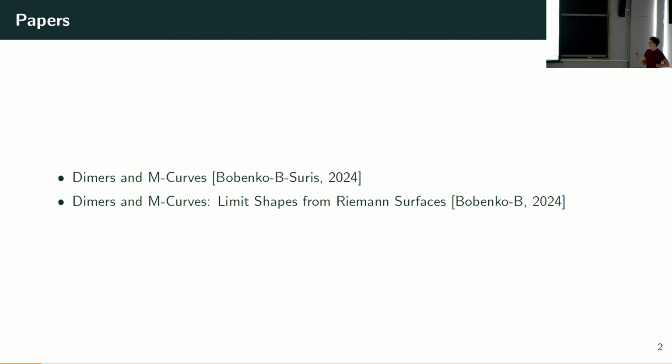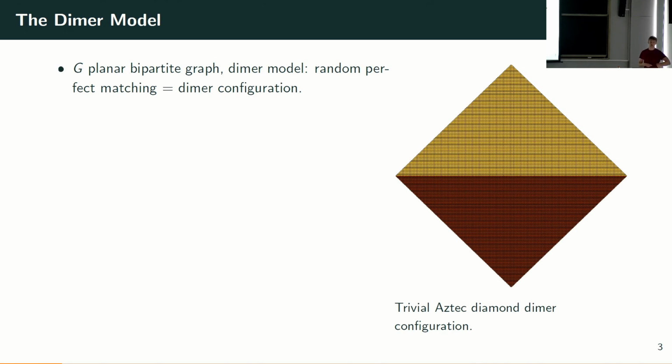I should say this is based on two papers, one called Dimers and M-curves, and then a follow-up about actual limit shapes. It was done with Sasha Bobenko, myself, and Suris, and it's all very recent work. So, what are we talking about? The dimer model itself: we have a graph, let's say a finite graph. We will be restricting ourselves to the case of bipartite and planar graphs. Here's an example. And what we care about are what we call dimer configurations, which are just perfect matchings.